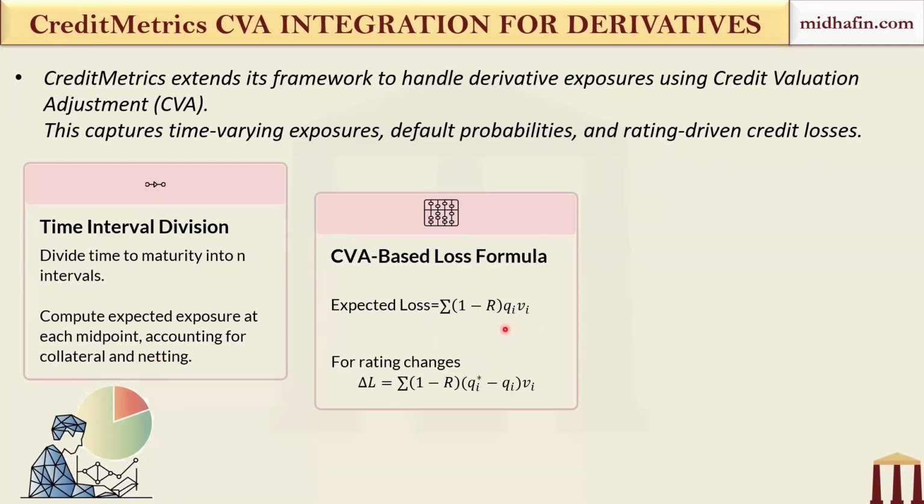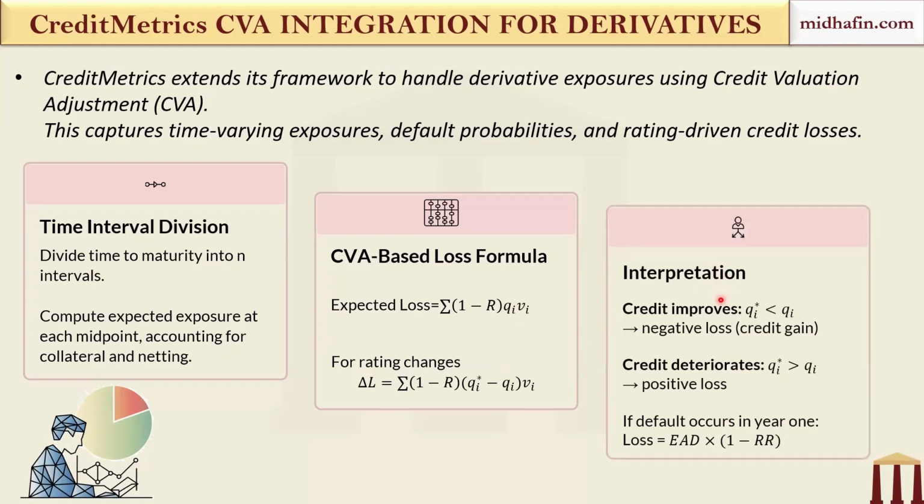Now, if a counterparty's credit rating changes, their future default probabilities change as well, right? Say from Qi to Qi star. Now, the difference between these two produces a change in expected loss, and that is your CVA driven credit loss. Then, how to interpret? If the credit rating improves, the new default probability obviously will be less than the old one because the credit rating has improved. This will give you a negative loss or a credit gain. And it's quite obvious because Qi star minus Qi will be less than zero. So it will give you a credit gain.